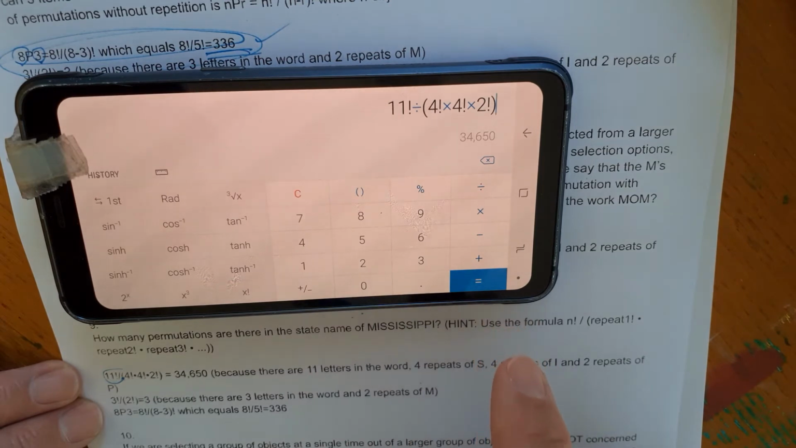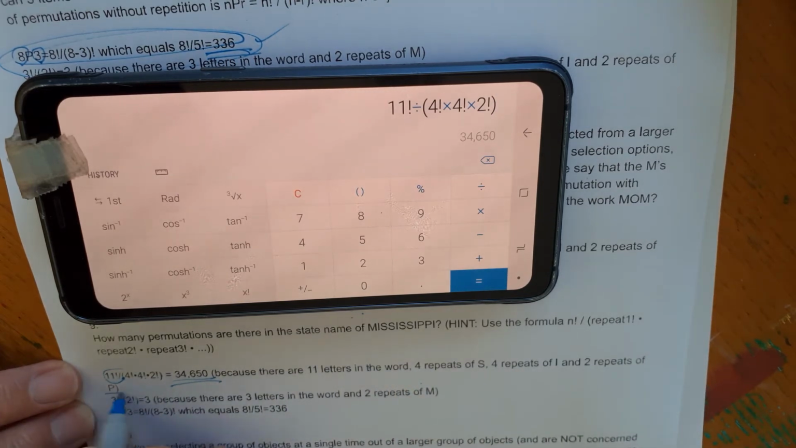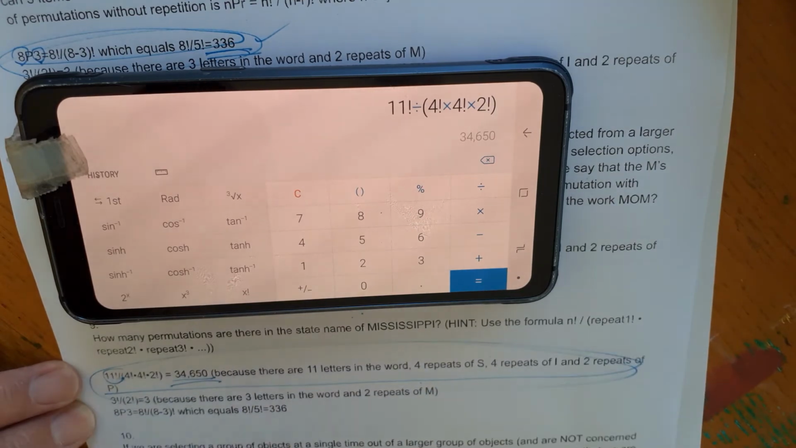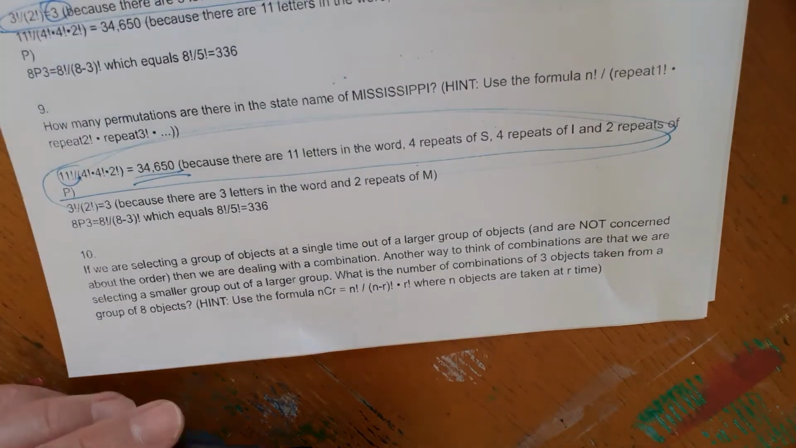Parentheses. Right, so 34,650 options, because there are 11 letters in the word, 4 repeats of S, 4 repeats of I, and 2 repeats of P. They're really mapping it out for us to help us explore the definitions. So they're not really trying to trick us or anything. They're just trying to explain all that they can for us.